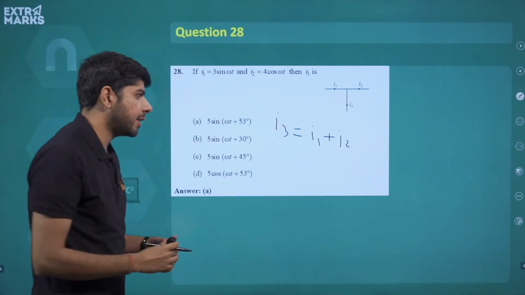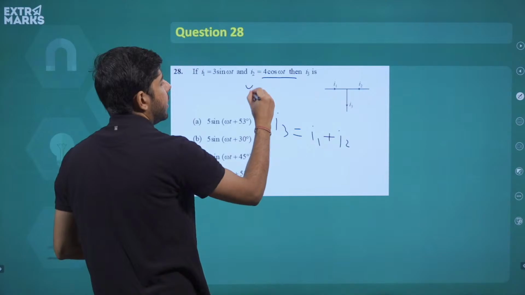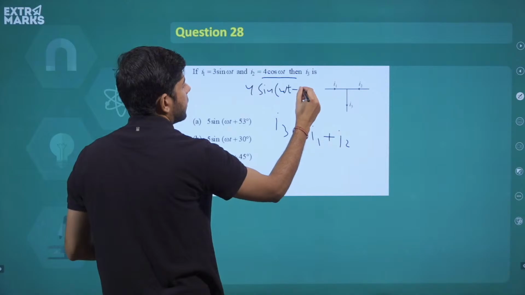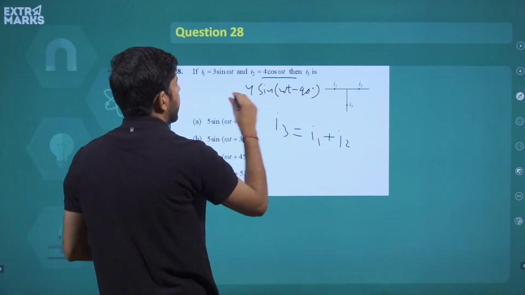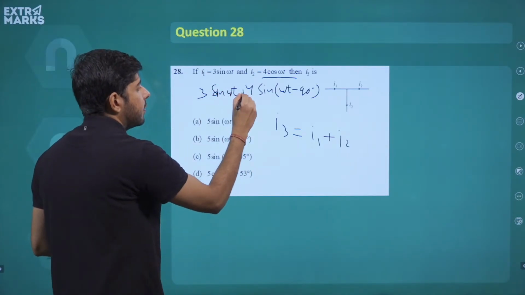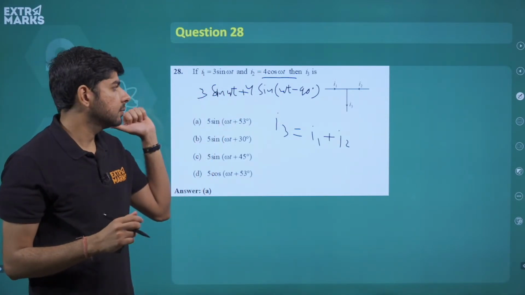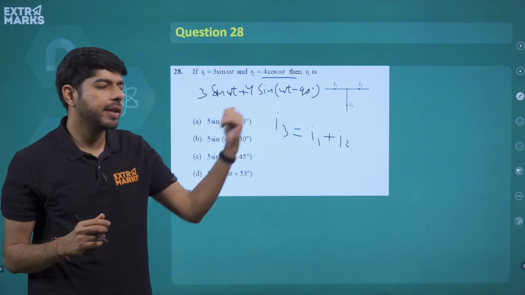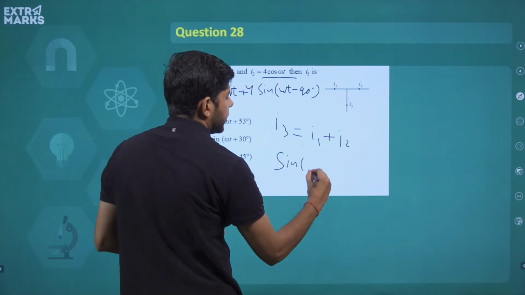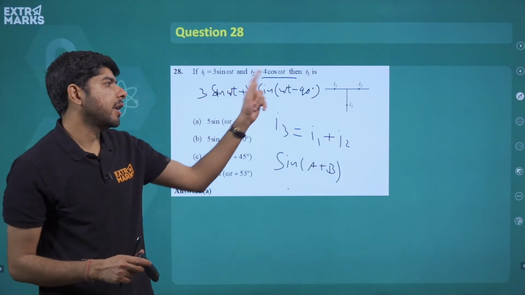So guys, we need to add them here. You cannot add them directly, so convert into sine. This I can write as sine omega t minus pi by 2, right? Omega t minus 90, and this is 3 sine omega t. So I have to add them. So sine A, sine B plus sine C. Basically, now I have to use the formula of sine A plus B. So this is a little bit of trigonometry, and what is it? Sine A cos B plus cos A sine B.